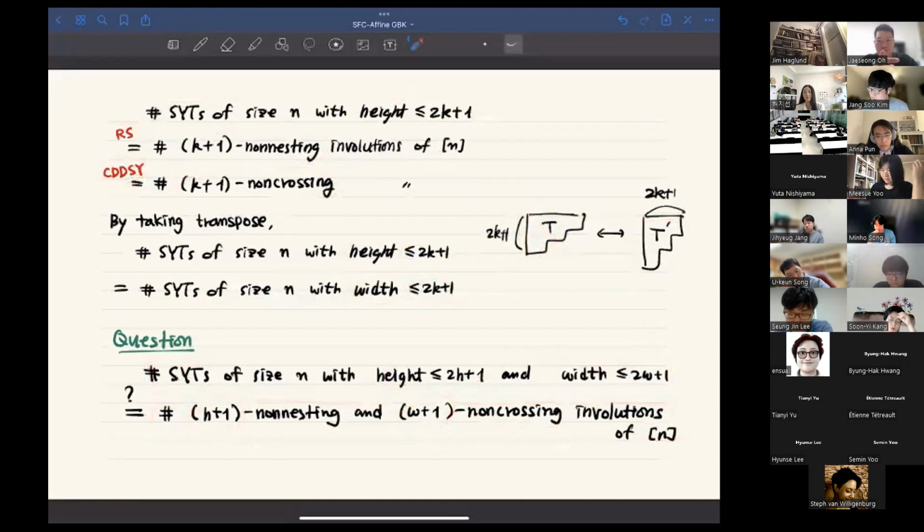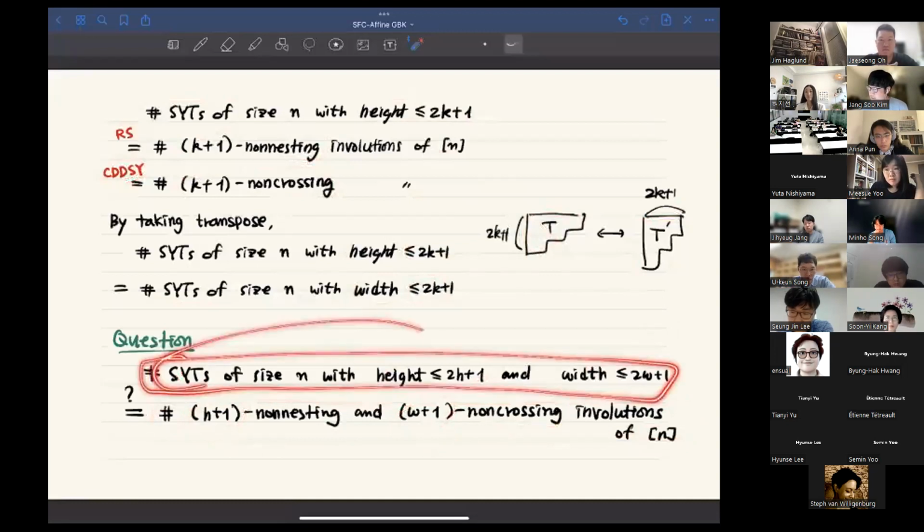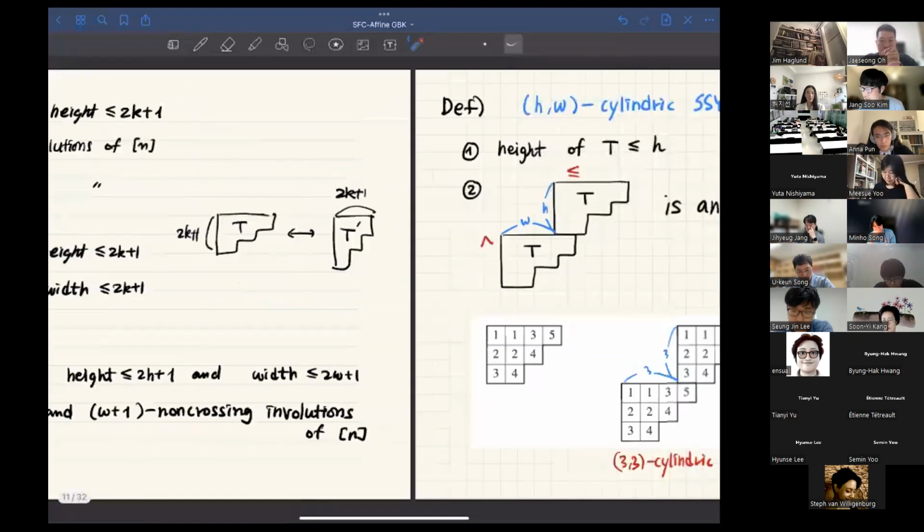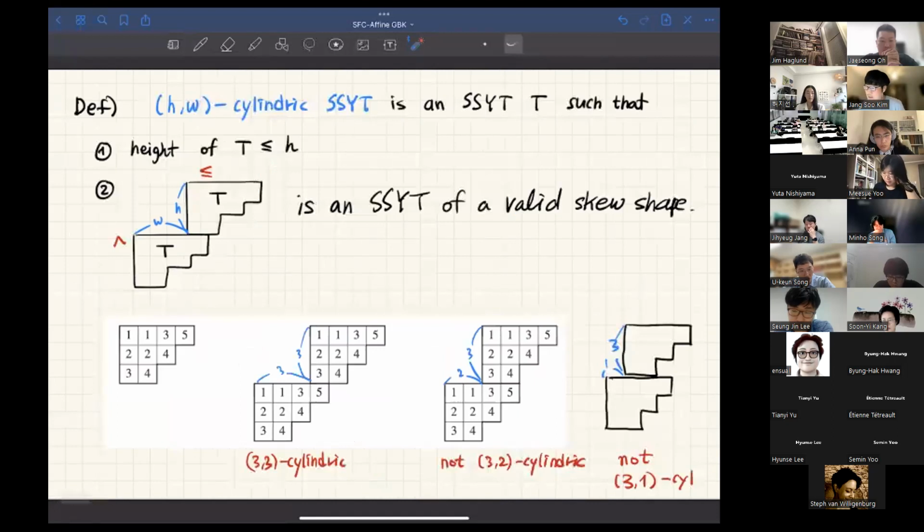So the next question would be, can we find a nice subset here so that this is really equal to the one that we count over here? All right, then we found such a subclass of standard Young tableau, and they are what's called cylindric standard Young tableau. So let me define what they are.